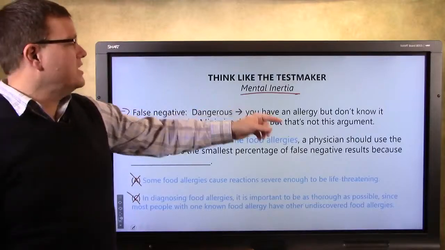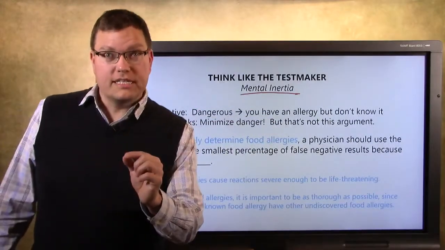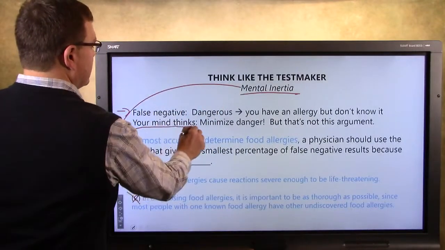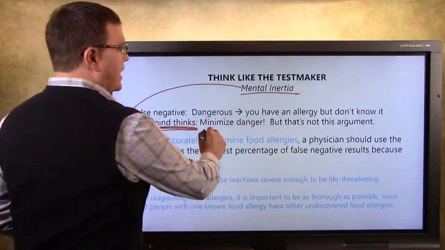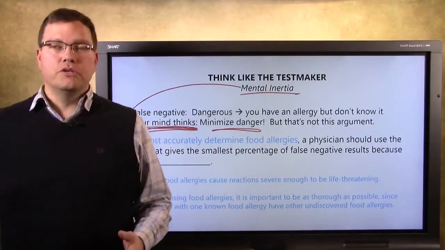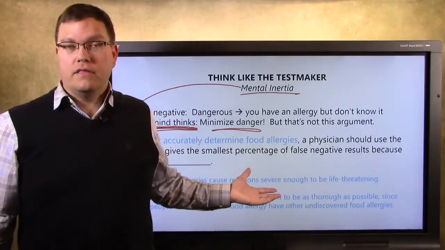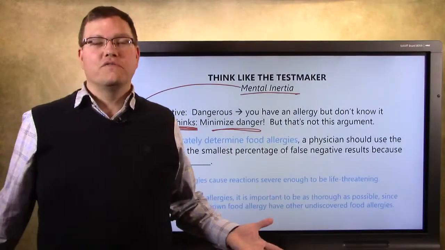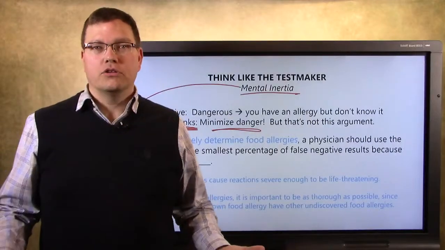So, dangerous, you have an allergy, but you don't know it, right? That's according to the stimulus. Here's the mental inertia. The mental inertia is your mind says we have to minimize the danger. You see what I mean about them having you do something in your own head that's not on the page, and it's not like controversial. It's not controversial to be worried about having a false negative on an allergic reaction.